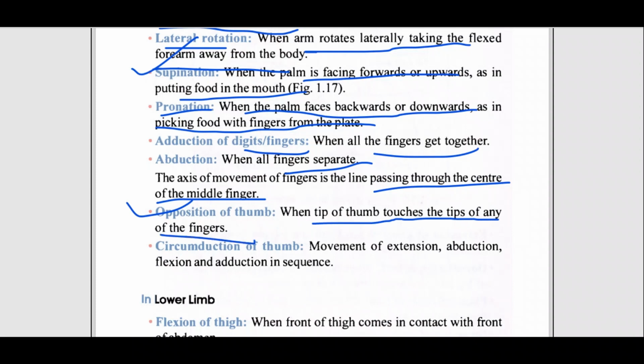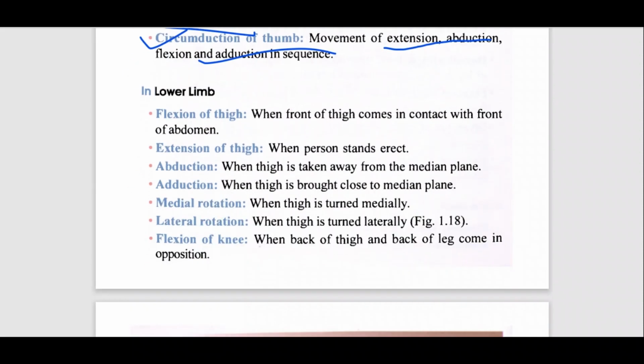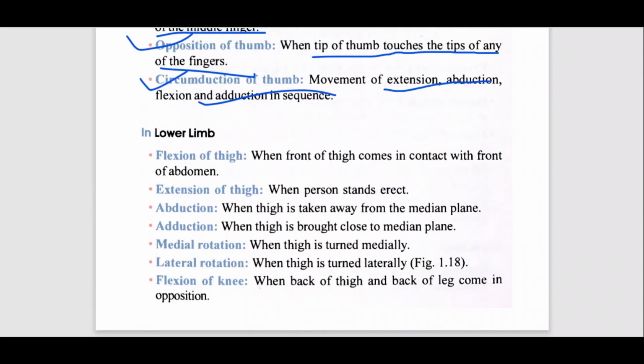It is when the tip of your thumb touches the tip of any of the fingers. अब आपका thumb है, उसके tip ने किसी और finger के tip को touch किया. This is your opposition of thumb. Now circumduction of thumb, it is movement of extension हो गया, abduction हो गया, then flexion and adduction in sequence.